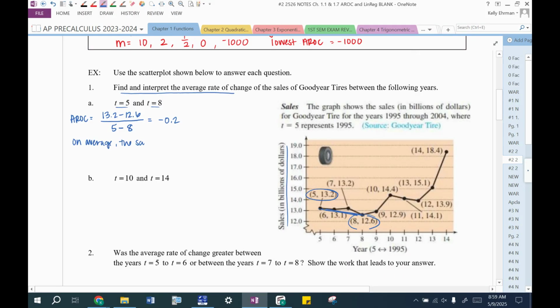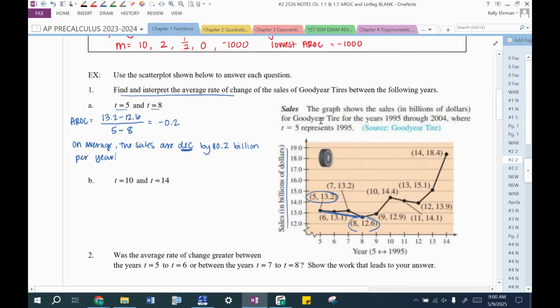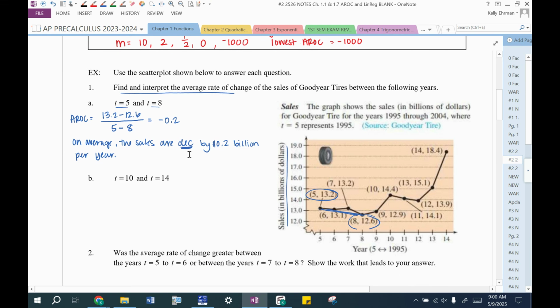the sales, I'm not going to get too into it with wordiness, like sales of Goodyear tires. I'm just going to say the sales are decreasing. Now, when you use the word decreasing, you're going to leave off the negative here. Decreasing by how much? By 0.2 billion. I could put the dollar sign in here or write $1 billion per year. Because remember, the label is Y is per X, so $1 billion per year.